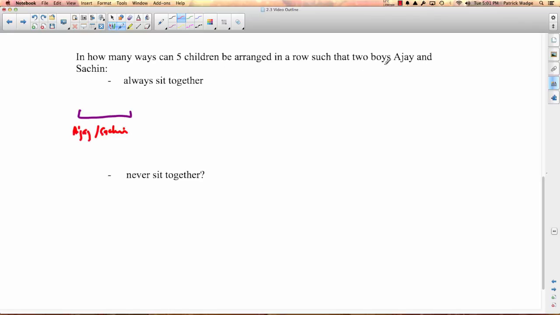So that's 2 of the boys. There's 5 boys total, so you still have 3 more to worry about. So we're going to arrange those elements. Notice we're going to think of it as 4 elements for now, so that these guys are always together. We're going to arrange those 4 elements. How many ways are there to arrange those 4 elements? 4 factorial. But now we got to think of AJ and Sachin, right? AJ could sit before Sachin, or Sachin could sit before AJ.